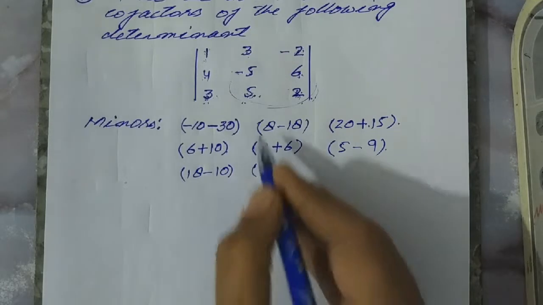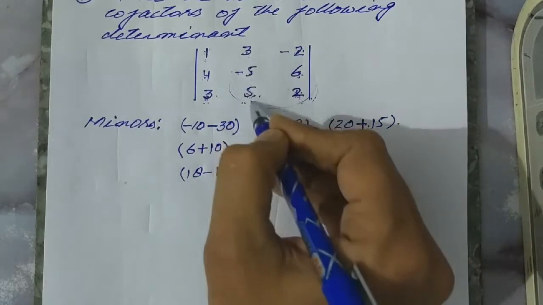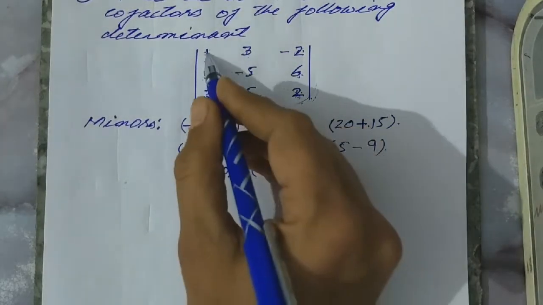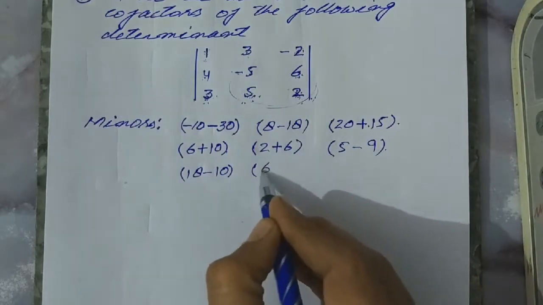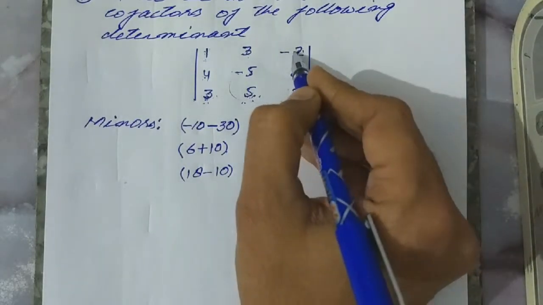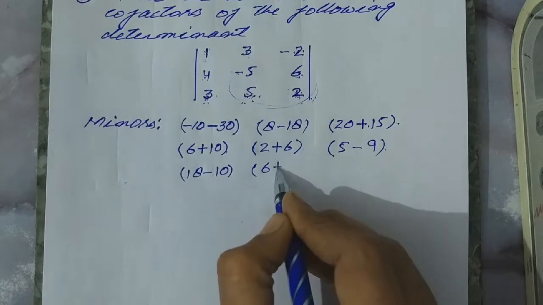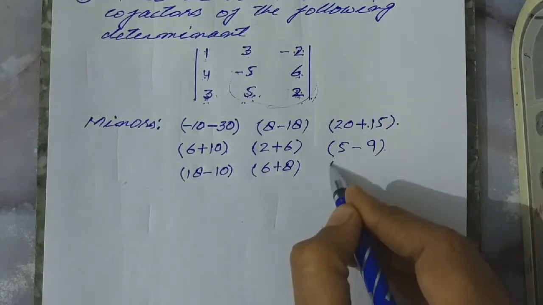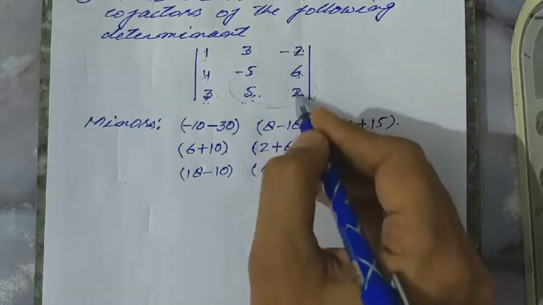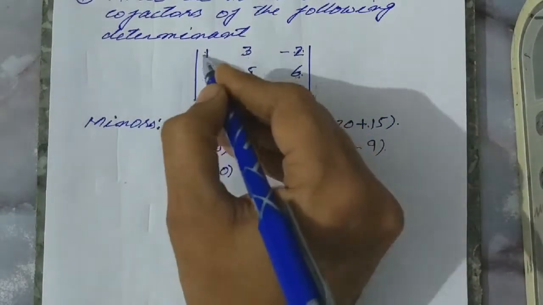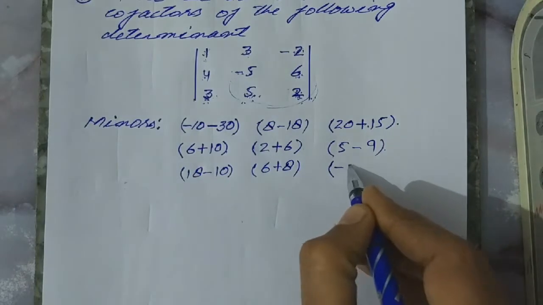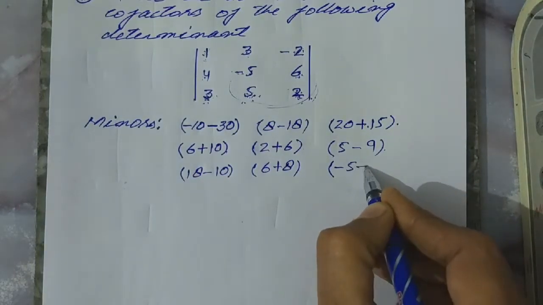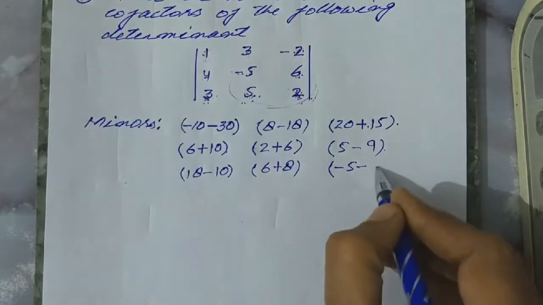Minor for this, this row and this column vanish, 1 into 6 is 6, minus for the difference, minus 2 into 4 is minus 8, so minus minus becomes plus 8. And the last element, the minor of the last element, this column and this row vanish, and the product of 1 and minus 5 is minus 5, and put the minus for the difference, and 3 4s are 12.